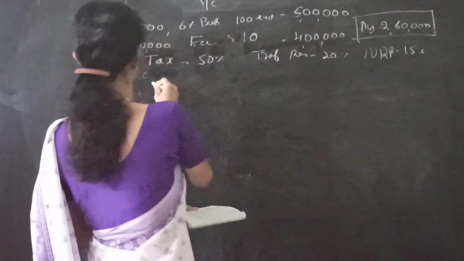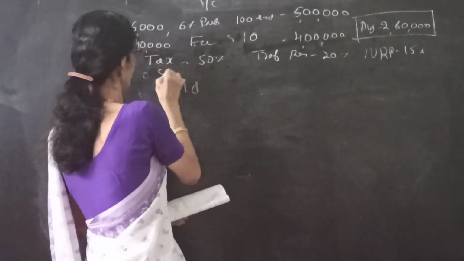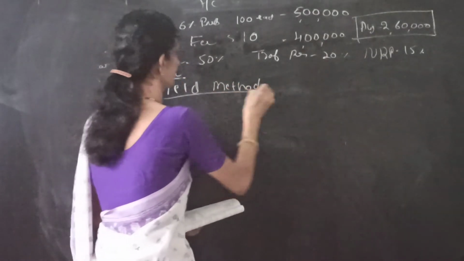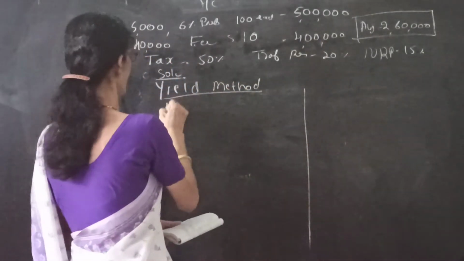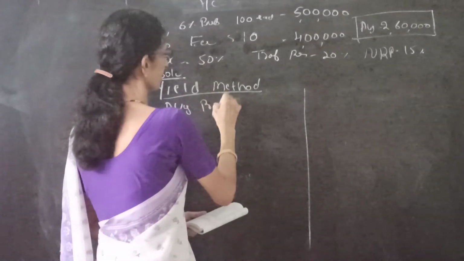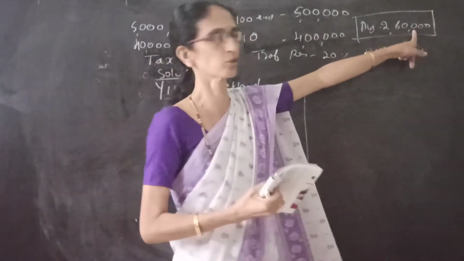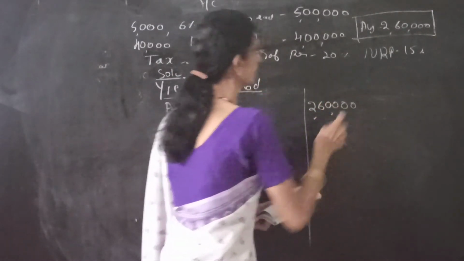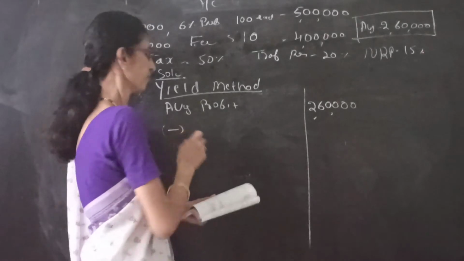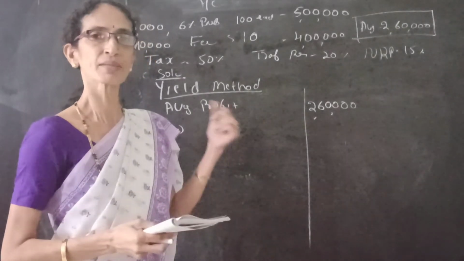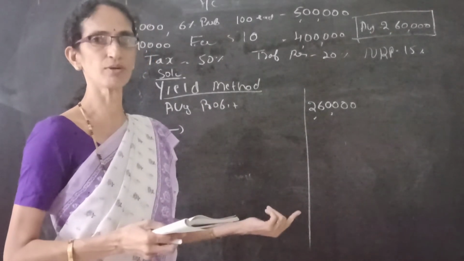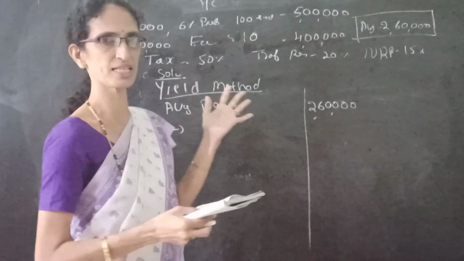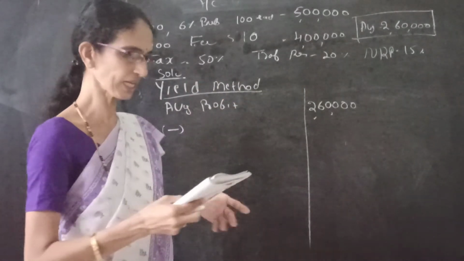So we have to adopt the yield method. So under yield method, first we have to write the average profit. Average profit is given here, 2,60,000. From this, we have to deduct the tax, then reserve, then if any preference share is given, we have to deduct the preference share dividend.